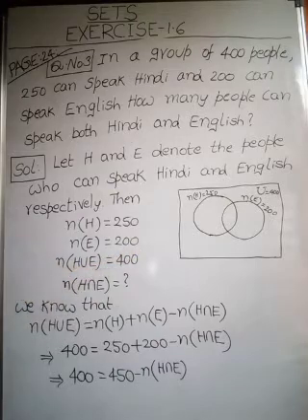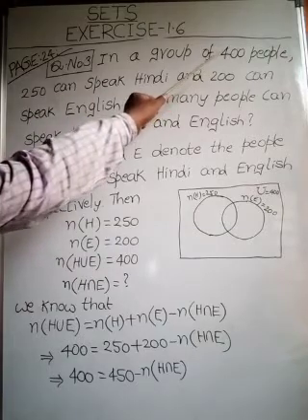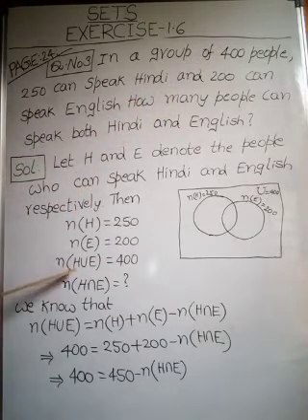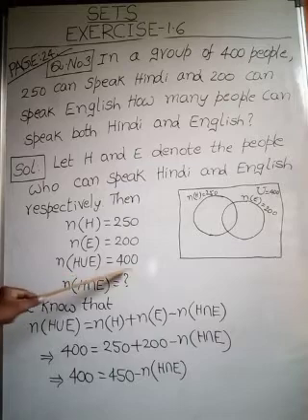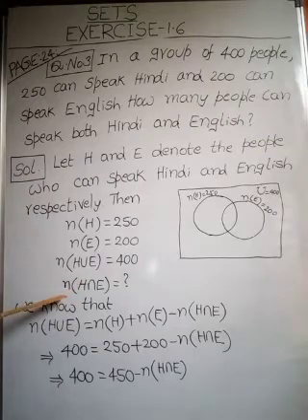Right. Next, N of H union E. How many people are there in the group? 400. So N of H union E is equal to 400. Understood this step, my dear children? Right. Now we have to find N of H intersection E.